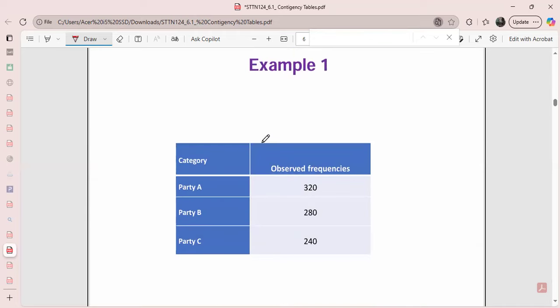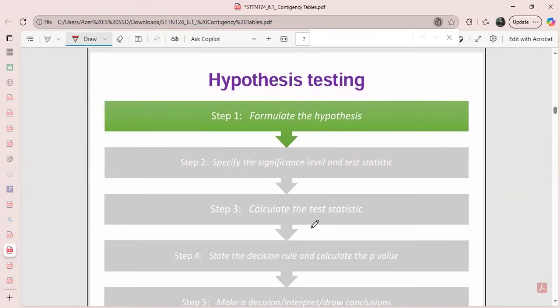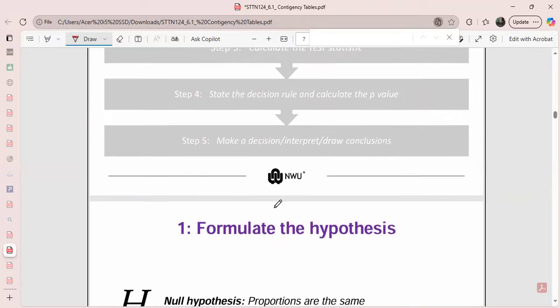This is an example. Because this is the contingency table, remember, you will be given the observed frequencies. This 320, 280, 240 is a table with categories A, B, C: Party A, Party B, Party C. You're also given the observed frequencies here, 320, 280, 240.